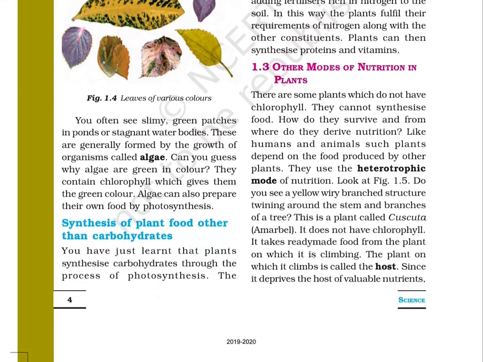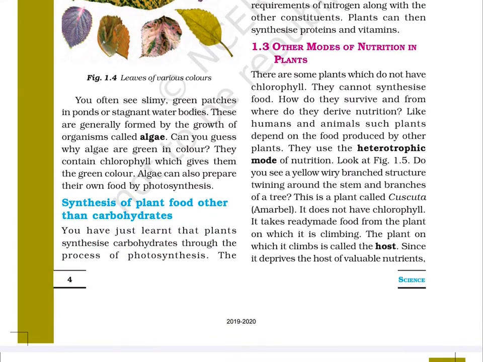1.3 Other modes of nutrition in plants. There are some plants which do not have chlorophyll. They cannot synthesize food. How do they survive, and from where do they derive nutrition? Like humans and animals, such plants depend on the food produced by other plants. They use the heterotrophic mode of nutrition.